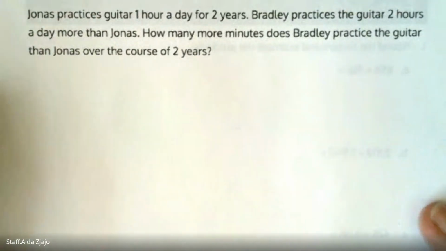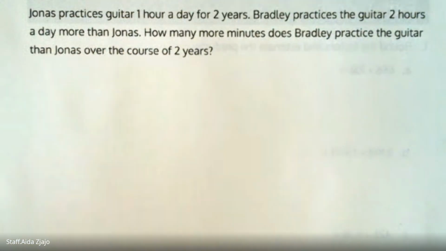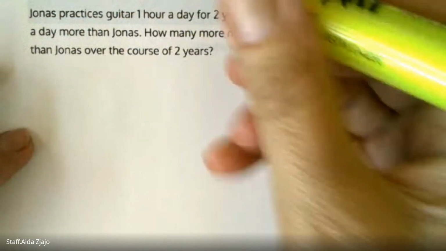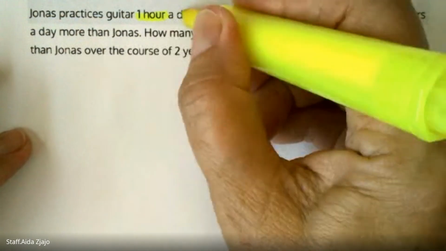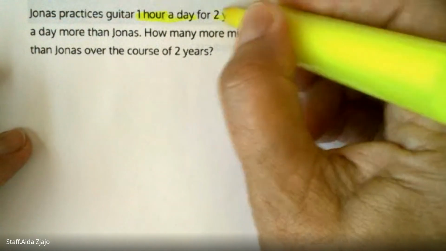We're going to use the strategy Read, Draw, and Write. Let's see what the problem is about. Jonas practices guitar 1 hour a day for 2 years.